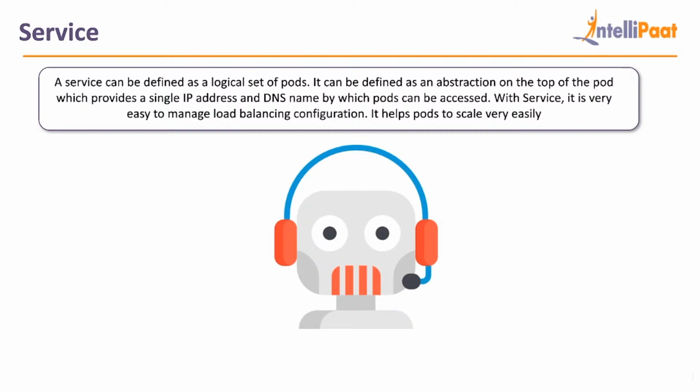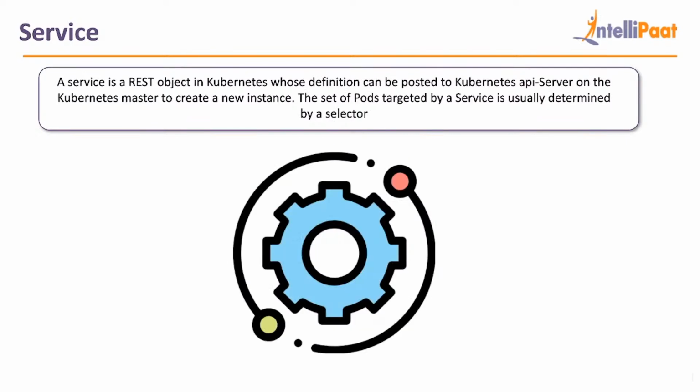So it gives a layer of abstraction on top of the pods, which provides a single IP address and a DNS name by which the pods can be accessed. With a service, it is very easy to manage load balancing configuration, and it helps you scale the pods very easily. That is what makes Kubernetes very helpful. A service is a REST object in Kubernetes whose definition can be posted to the Kubernetes API server, which we were talking about in the architecture section, which is responsible for all of the APIs inside of Kubernetes. So on the Kubernetes master, it can be used to create new instances.